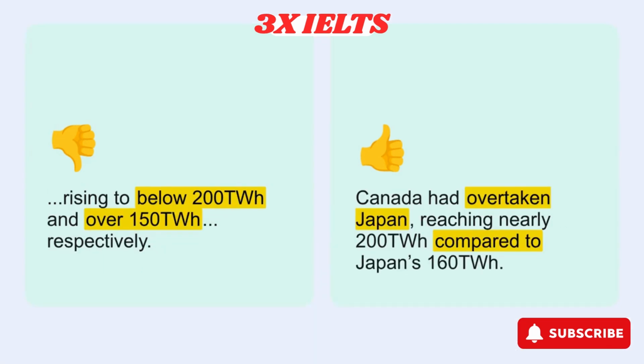This next one is all about making things crystal clear. That 6.5 version is just messy, with its overlapping ranges of below 200 and over 150. But just look at how the Band 9 version cleans it all up. It makes a direct comparison. Canada had overtaken Japan, and then bam! It immediately backs it up with the specific numbers. That shows you're in total command of the data.